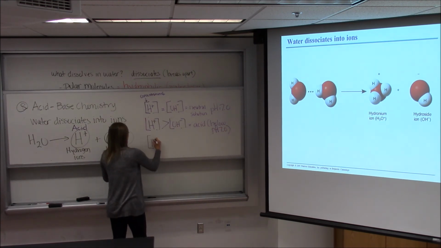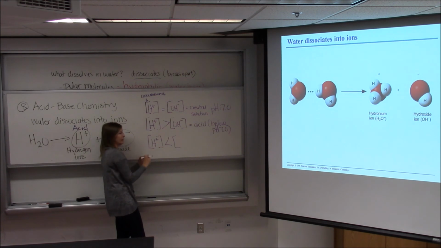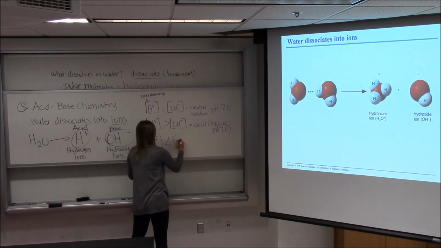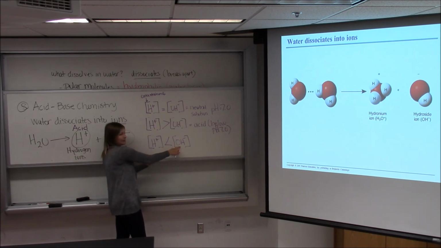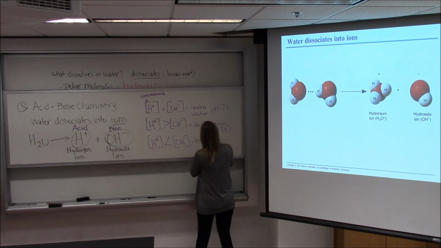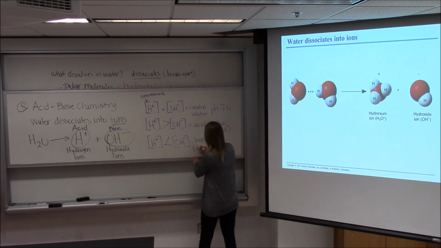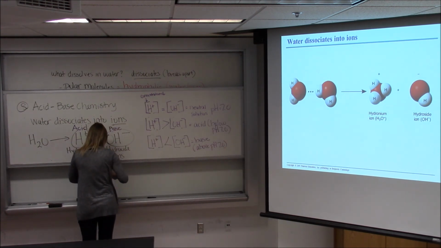When it's the other way around, remember the mouth is always eating whatever's bigger on the greater and less than sign. Okay, so when this is bigger, the hydroxide ion, that's what makes it a base. And that's above pH 7. So anything above pH 7 is a base, and anything below pH 7 is an acid.